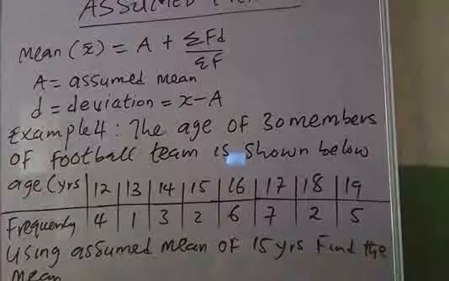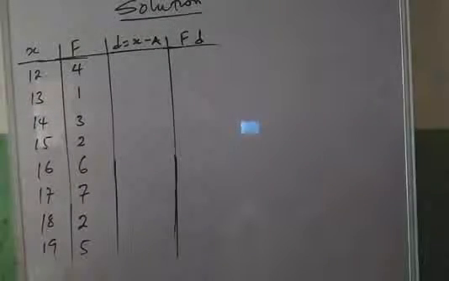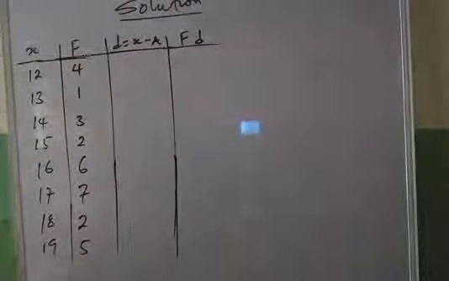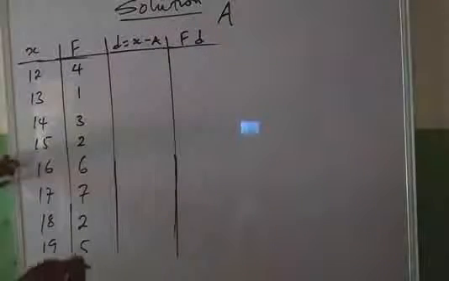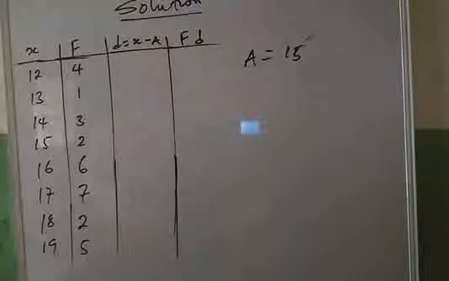So quickly, we are going to take the solution to this. So let's look at this. We have our x. X is the mark, don't forget. That is the age, and F is the frequency from the table. Now, our deviation is x. Remember that your assume mean is given, A. Our assume mean, A is given as 15. So using assume mean of 15.